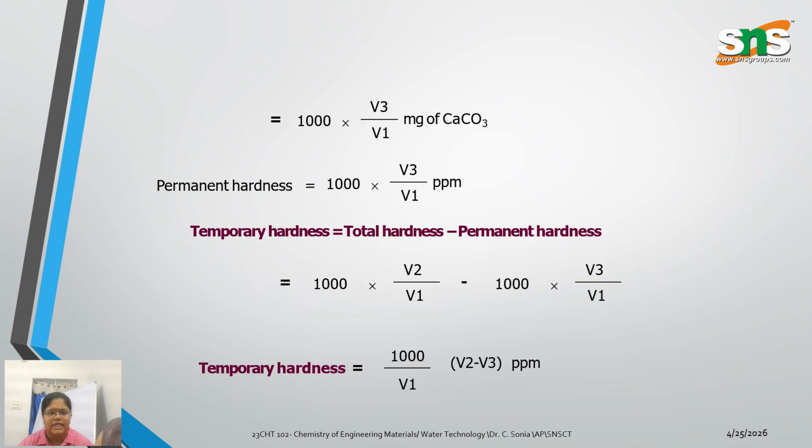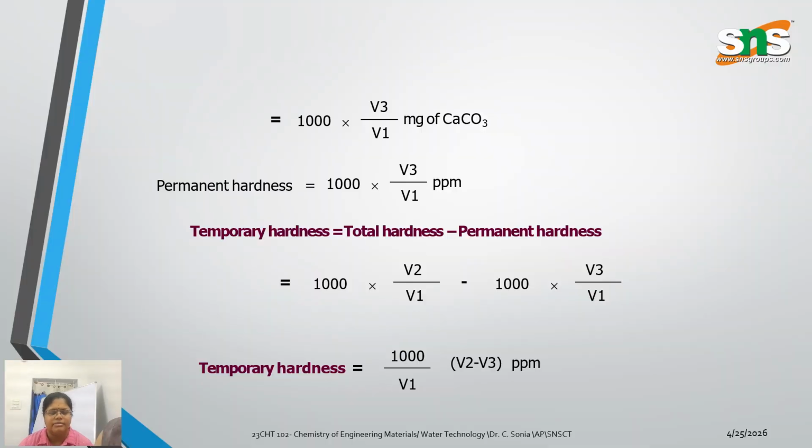Temporary hardness can be calculated as total hardness minus the permanent hardness. That is equal to 1000 into V2 by V1 minus 1000 into V3 by V1. Here 1000 into V2 by V1 is the total hardness, and 1000 into V3 by V1 is the permanent hardness. So temporary hardness will be given by 1000 by V1 into (V2 minus V3), and the unit is ppm.